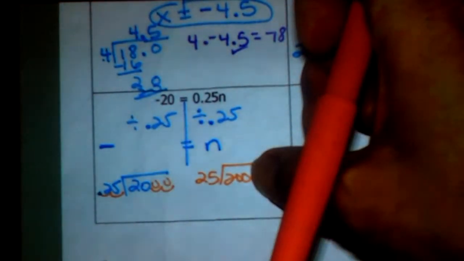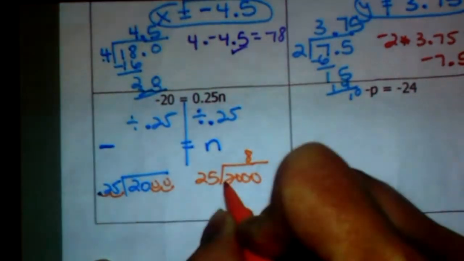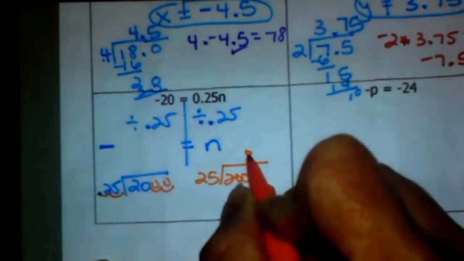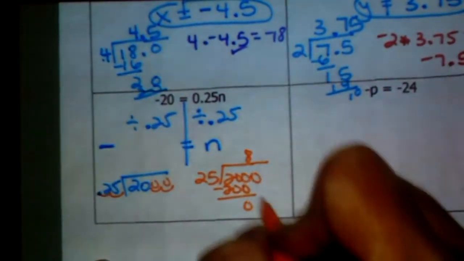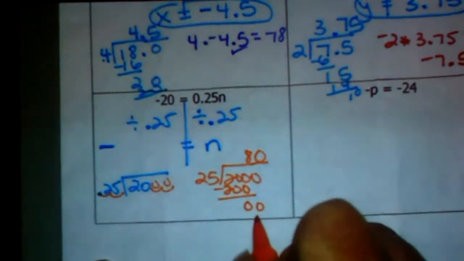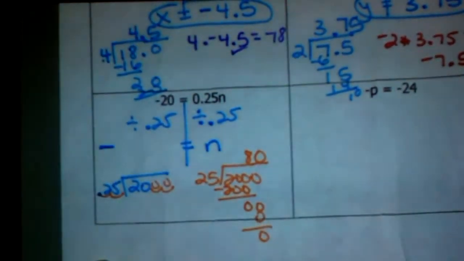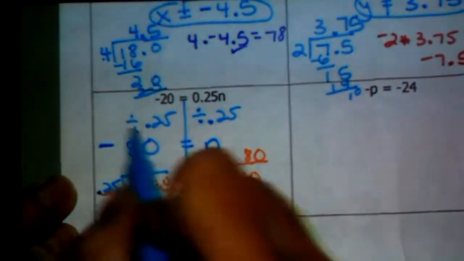I know that it takes 4 25s to go into 100, so that means it would take 8 to go into 200. I'm going to write the 8 right above this 0 because it's representing into this whole amount 200. And 25 times 8 is 200. And bring down the 0. 25 goes into 0 how many times? 0, with 0 left. So our answer is, yes, negative 80.